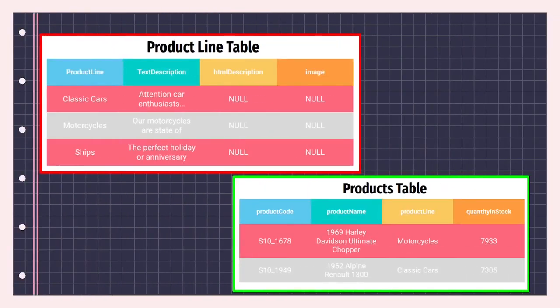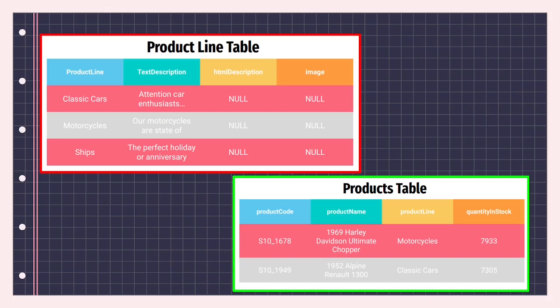Okay, so let's assume that I have these two tables. I've worked with the classic models database, and I picked these tables from there. So we have these two tables, the product line table and also the products table. You can look at the products table. There are more fields, obviously. I just limited it to 4 fields.